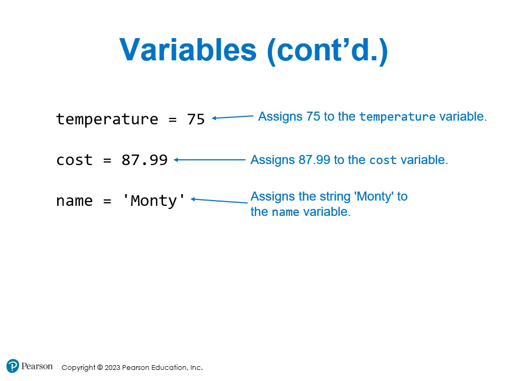This is just a couple more examples. In this case, 75 is assigned to the variable temperature, 87.99 is assigned to the variable cost, and the string Monty is assigned to your name variable.